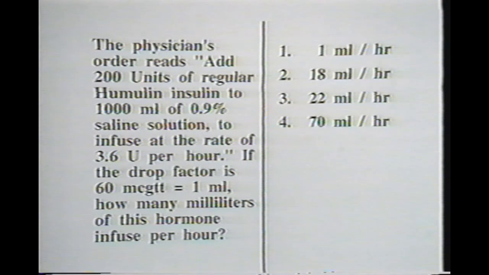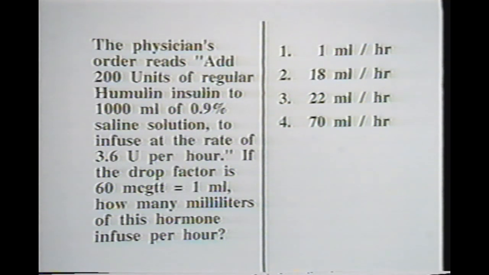The physician's order reads, add 200 units of regular Humulin insulin to 1,000 milliliters of 0.9% saline solution to infuse at the rate of 3.6 units per hour. If the drop factor is 60 microdrops equal 1 milliliter, how many milliliters of this hormone infuse per hour?